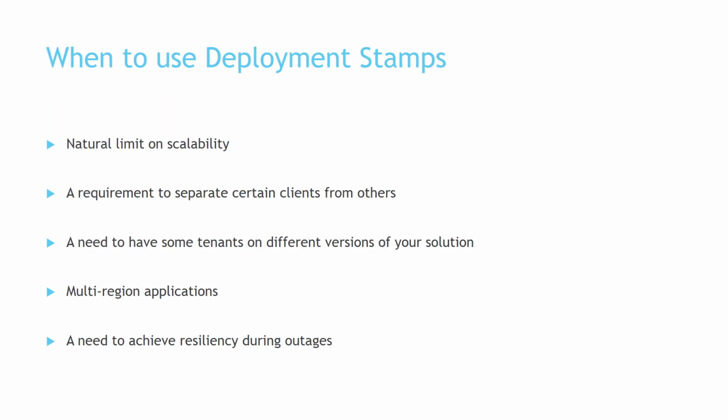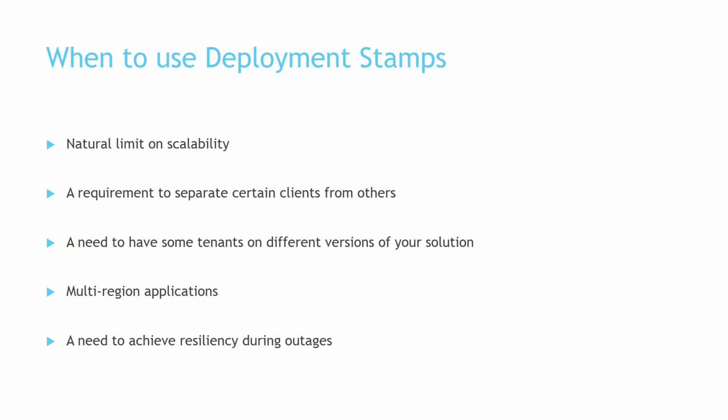Now let's talk about when we should be using deployment stamp pattern. First of all, when we have a natural limit on scalability. Like SQL Server, for example, you can scale your SQL instance up till a certain limit, and after that you cannot scale it up anymore. And this is one example when you should consider using a deployment stamp pattern.